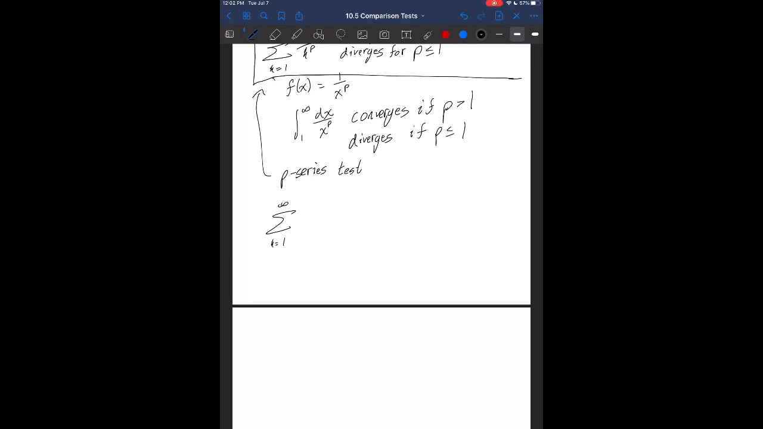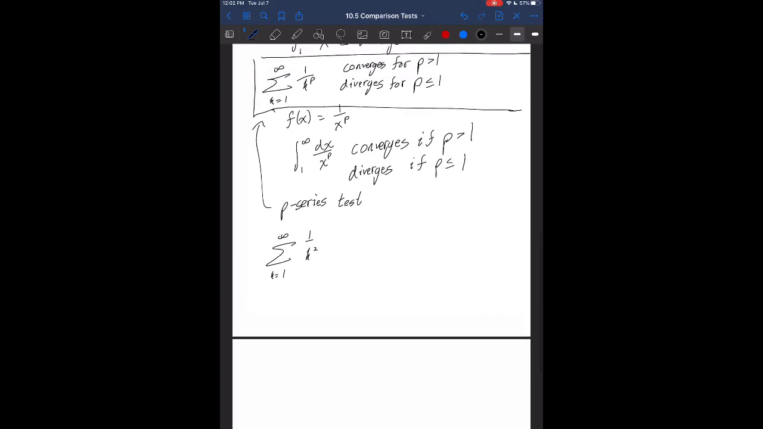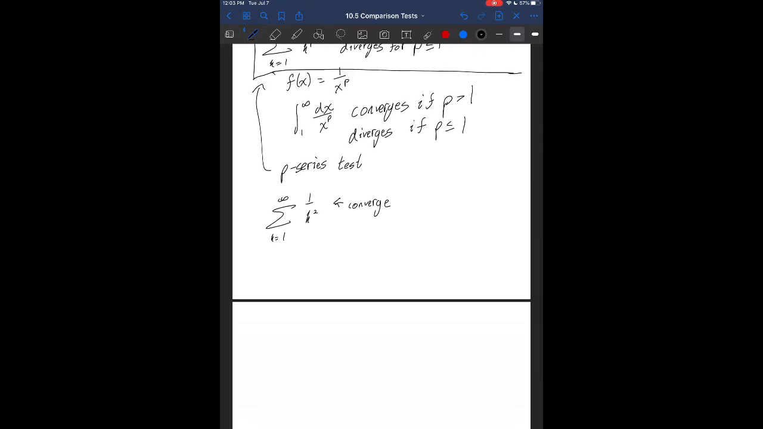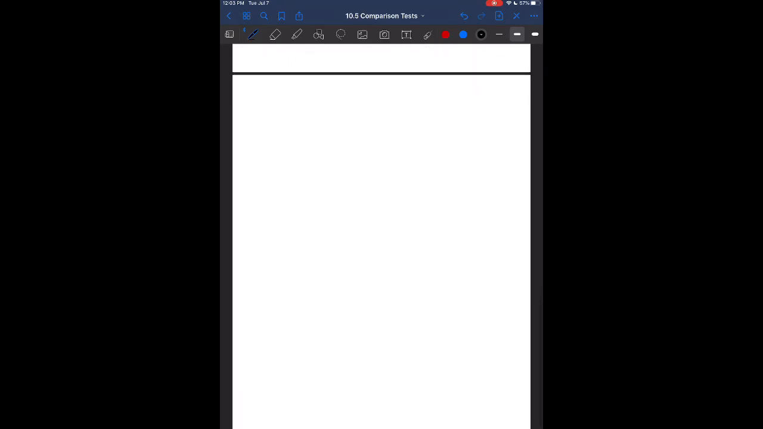As an example of this, if I have the sum from k equals 1 to infinity of 1 over k squared, well, in this case I have a p of 2. My p is greater than 1, so this is going to converge. And just as a quick reminder, just because it converges, we don't necessarily know what value it converges to. Evaluating this integral isn't going to determine that value. It's just going to tell us that there is some number that this is going to converge to.